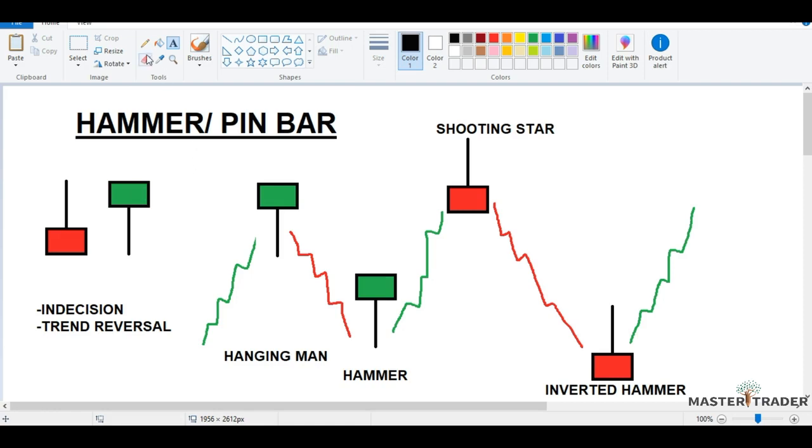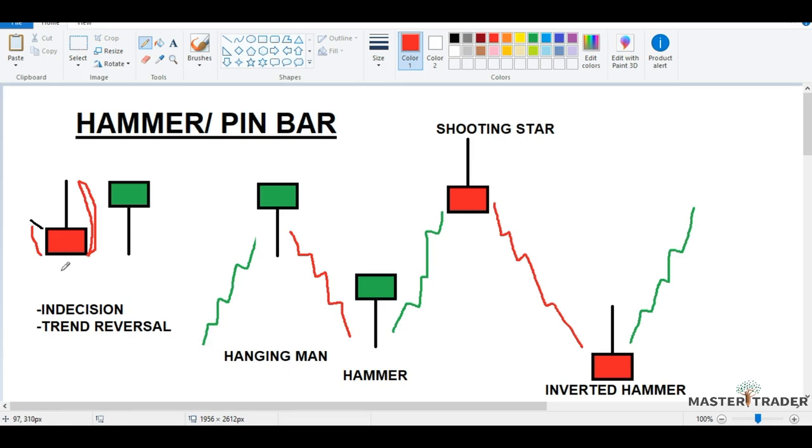Now generally the way a hammer forms is, in this case, price opened here. It came down, made this low, and then from here it shot up, made a high, and then again it came back down and closed right here.